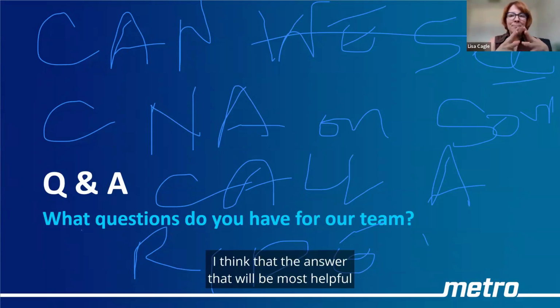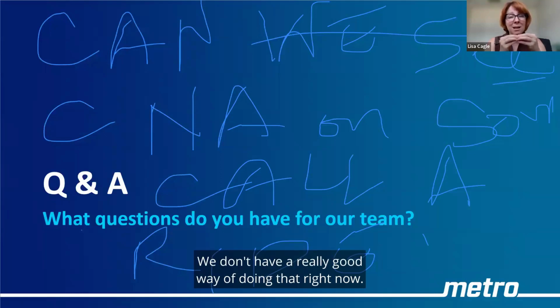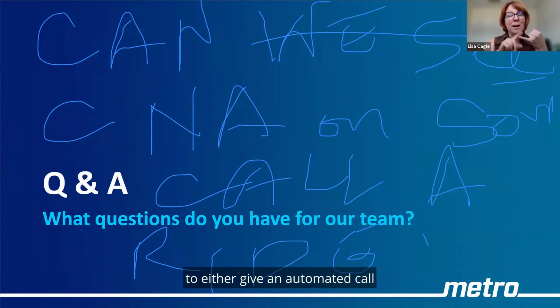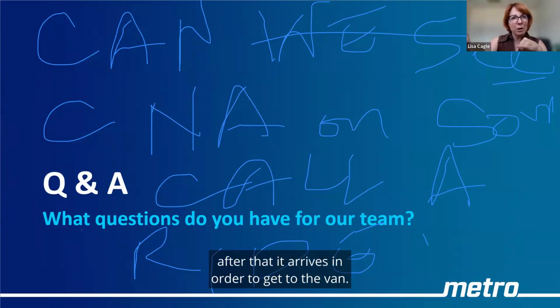I think that the answer that will be most helpful for most call ride users is that we want to give a heads up before the driver even gets there that the vehicle is on the way. We don't have a really good way of doing that right now. That's one of the things that our new software is supposed to be helping us with, to either give an automated call when the van is 5 minutes away, so that it's not even there yet, but it's telling you, hey, it's about to be here. And then you still get the 5 minutes after it arrives in order to get to the van. So we wanted to give people a heads up before the van even gets there that it's closer, that it's on its way.